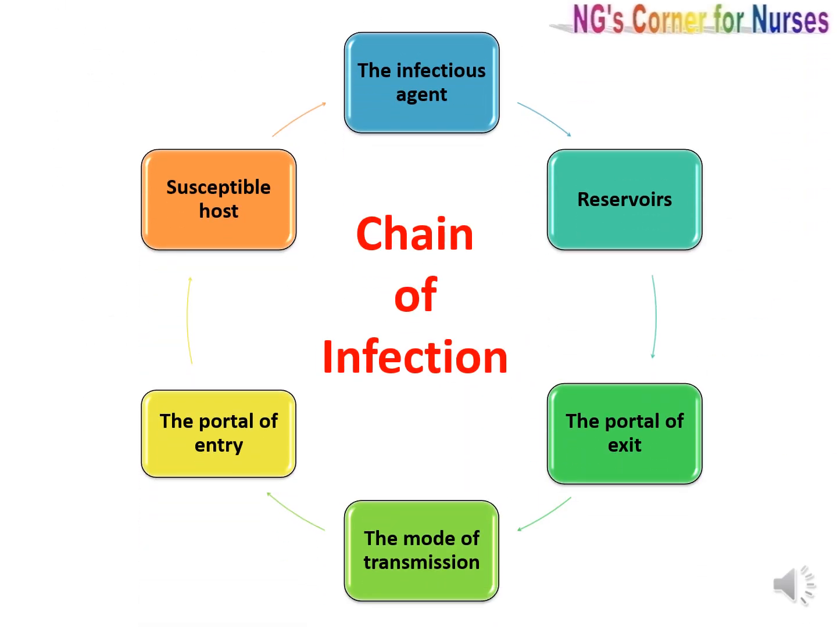The 6 links of chain of infection are the infectious agent, reservoirs, the portal of exit, the mode of transmission, the portal of entry, and susceptible host. Let's discuss each links in details.